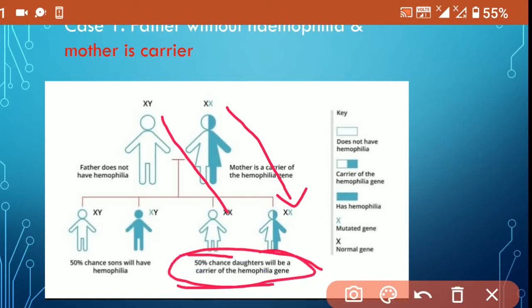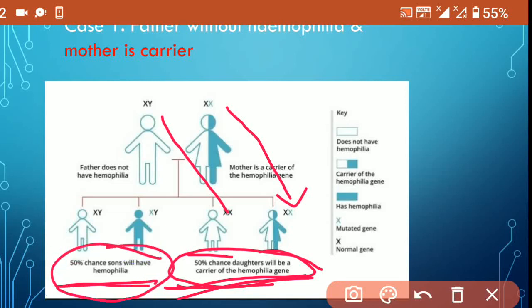Here, the daughter is only a carrier of hemophilia, because we know females are the carriers of hemophilia. This disorder is not expressed in the females. They are only the carrier of the disorder. But here, the males are affected by this disorder. Here is a 50% chance that the males will have hemophilia, but here is a 50% chance that the female is a carrier, not affected.